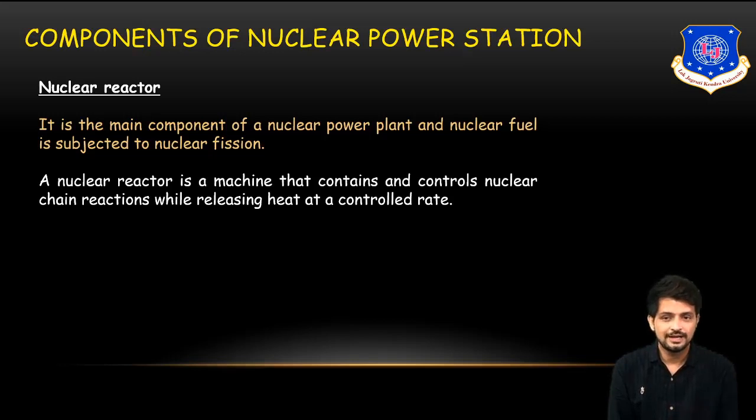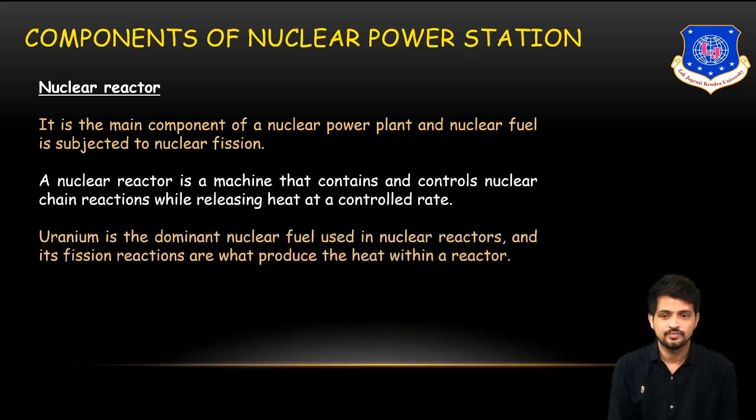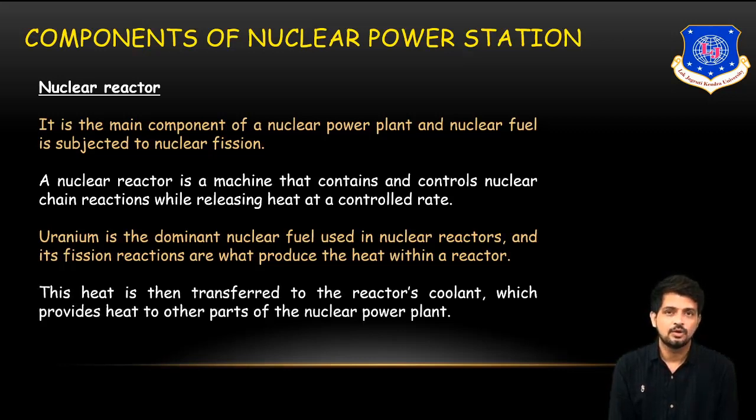Okay, so for that purpose, the nuclear reactor is used, in which we are using some mechanism with the help of which we can control the chain reaction and we can control the heat rate. Now uranium is the fuel that we are using in the nuclear reactors, and due to the fission it will produce a large amount of heat in the reactor.